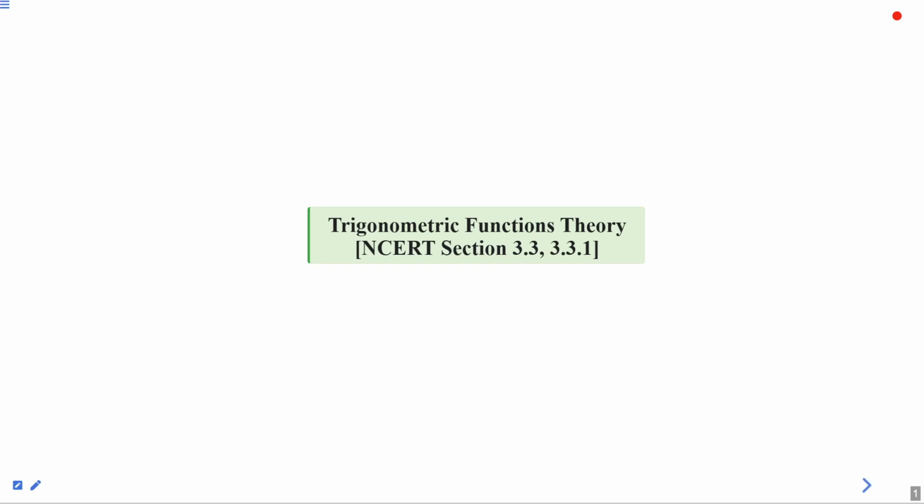So in today's class we will see trigonometric functions theory part, NCERT section 3.3 and NCERT section 3.3.1. So let us start.